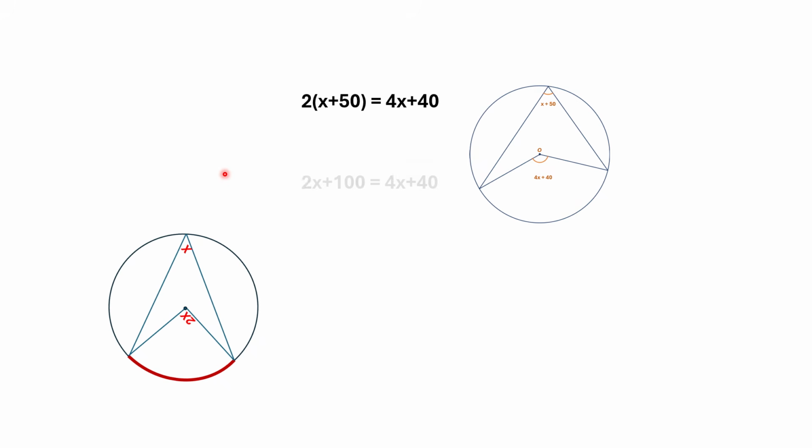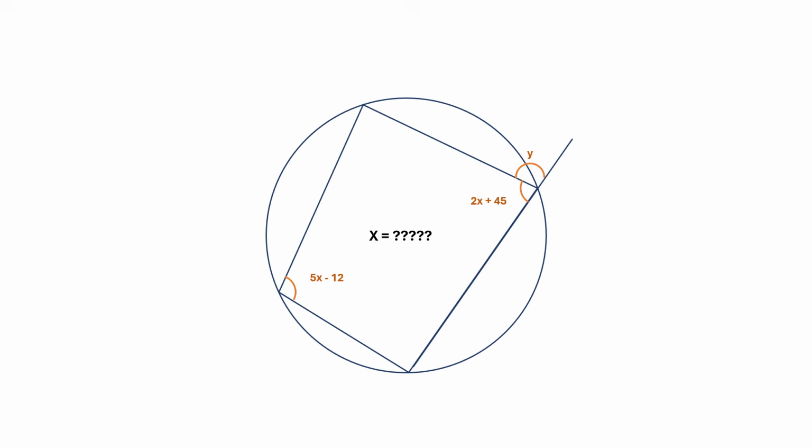Multiply the 2 inside. So 2x plus 100, because 2 times x is 2x, 2 times 50 is 100, is equal to 4x plus 40. Let's subtract 2x on both sides. The 2x here cancels the 2x. On the left side, you just have 100 equal 4x minus 2x, which is 2x, plus 40. We know 60 plus 40 is equal to 100. So 2x is 60. That means x is 30. That's it for this nice question.